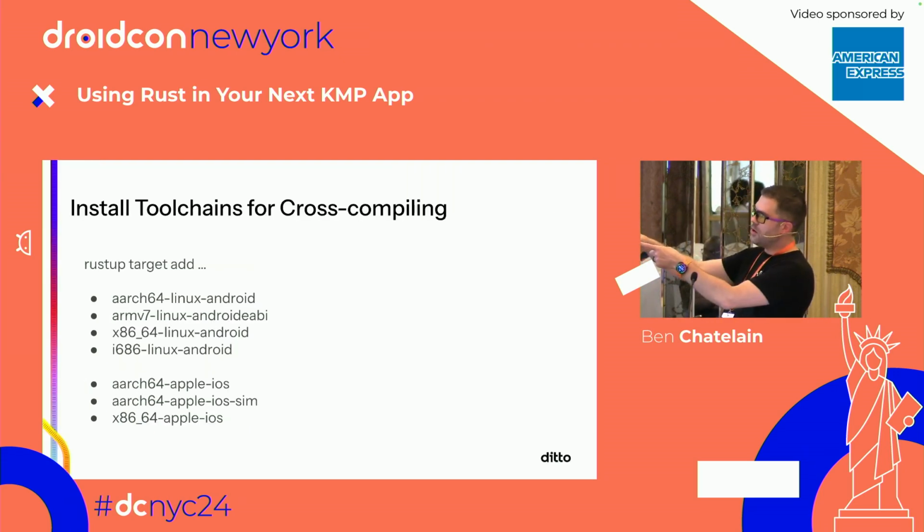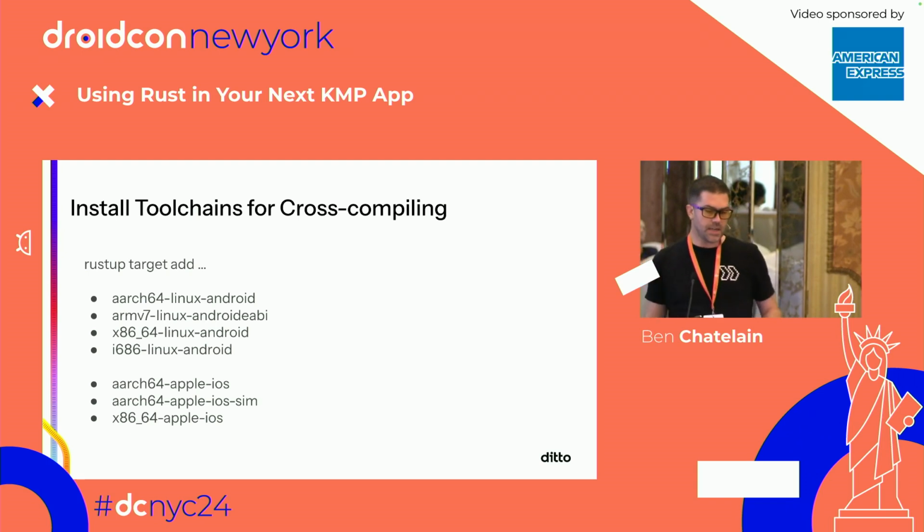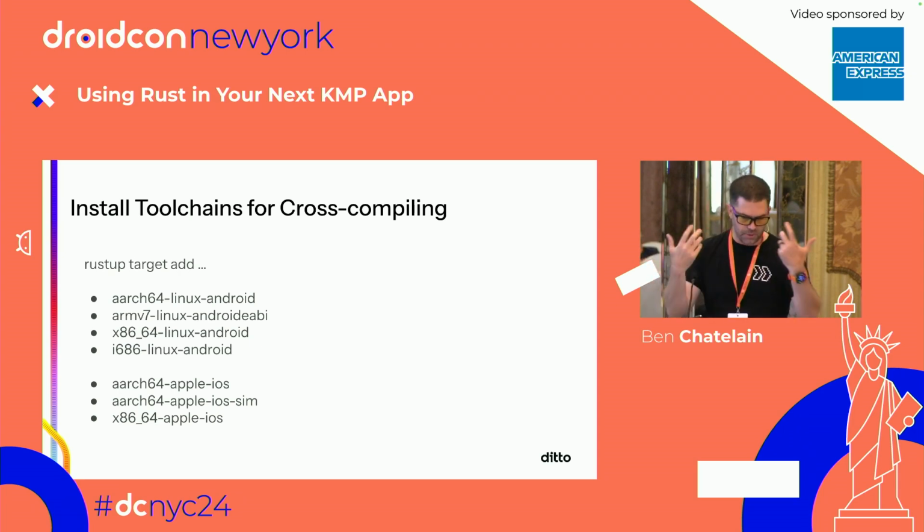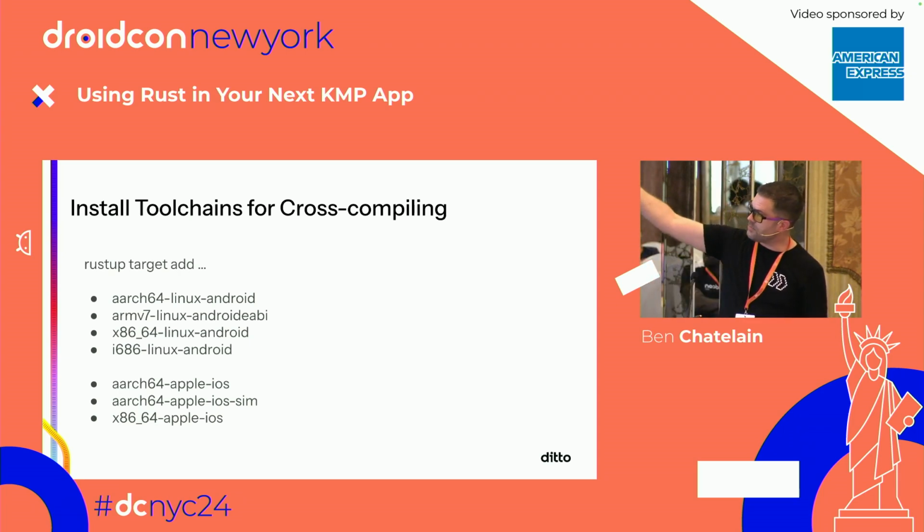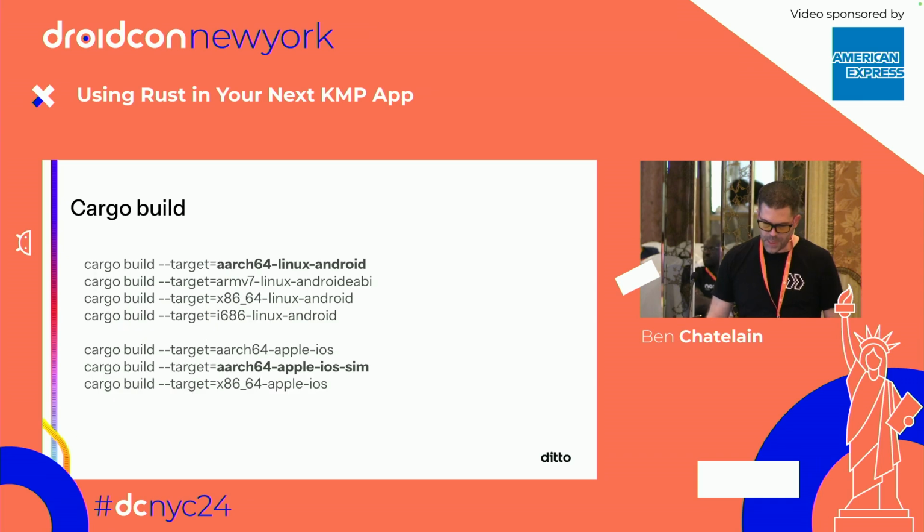Okay, so rustup is the tool that you use to install Rust and all the toolchains. So rustup target add is how you add a target for cross-compiling. I'm on a Mac. None of these are Mac, so I have to install that toolchain before I can compile for it. So we have the 4 for Android, the 3 for iOS, the bottom 2 are simulators, and the top one is an actual iOS device.